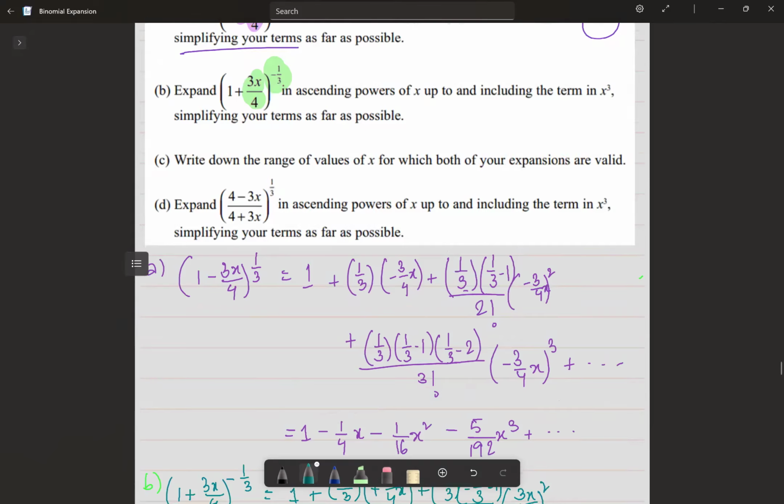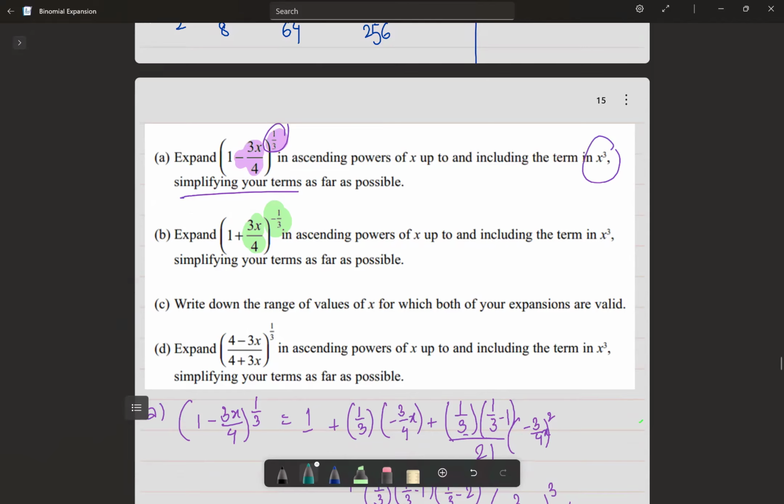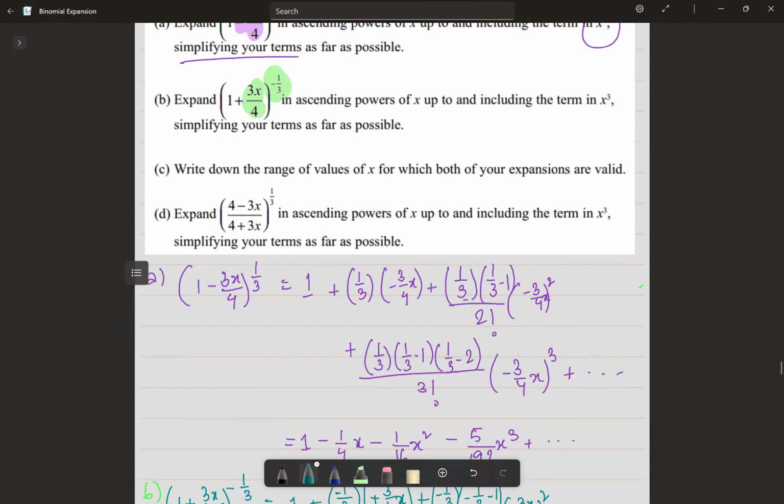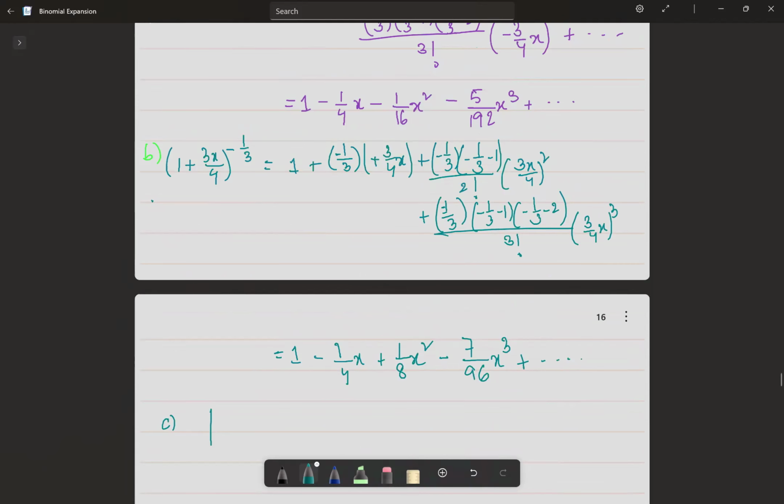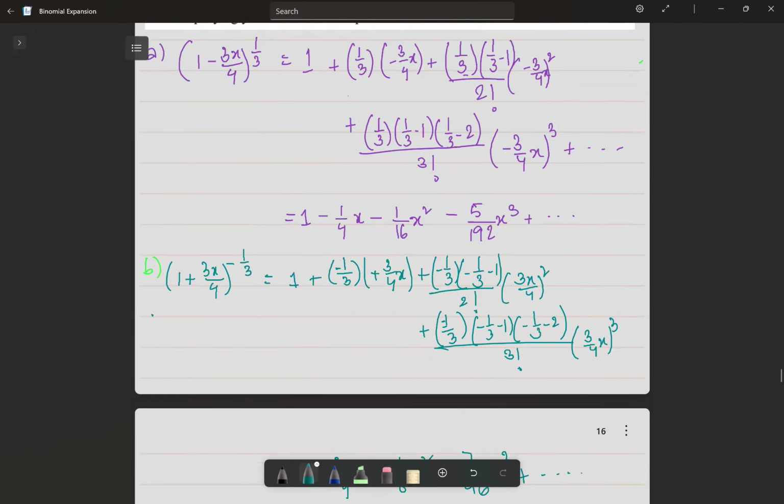So now it says in the third part of the question, the first 2 parts were easy expansion. And in the third part of the question, it says write down the range of values of x for which both of your expansions are valid. So we know for both the expansions to be valid, the second term, 3x by 4, both of these have to be between minus 1 and 1. See, your first expansion dealt with minus 3 by 4 as the second term, right? You had minus 3 by 4 in here.